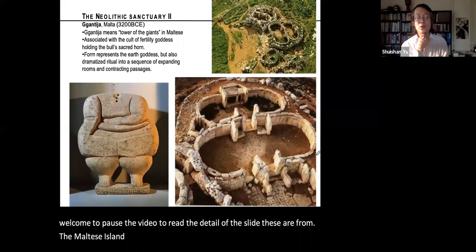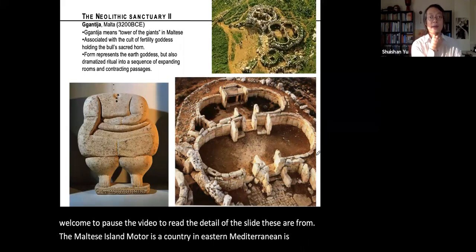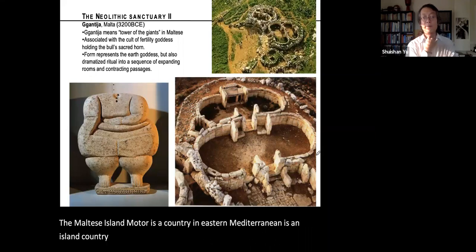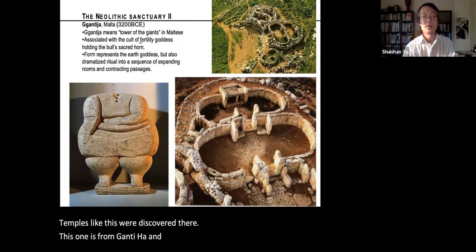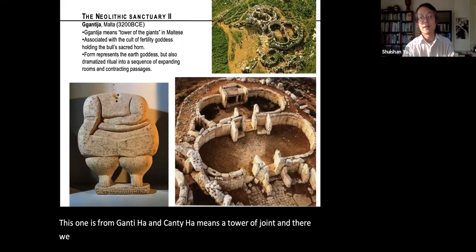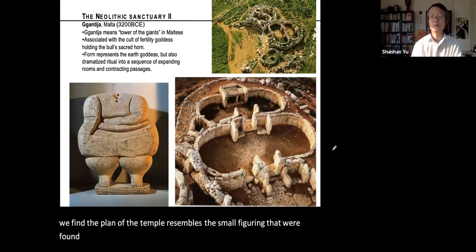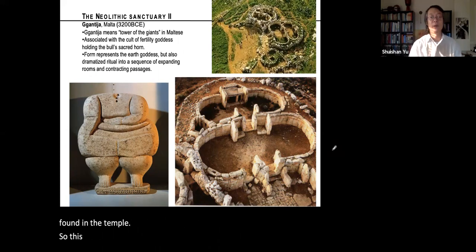Malta is a country in the Eastern Mediterranean, an island country. And temples like this were discovered there. This one is from Ggantija, and Ggantija means the Tower of the Giant. And there we find the plan of the temple resembles the small figurines that were found in the temple. So this is an interesting phenomenon.